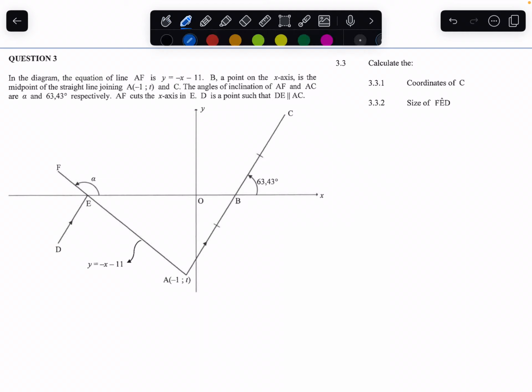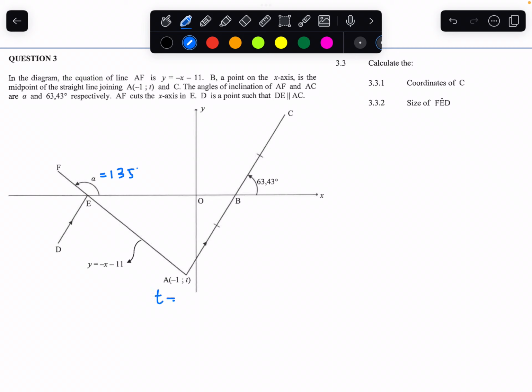So what do we now know? We know alpha is 135 degrees. We know that t is equal to -10. We know that the equation of this line is y is equal to 2x minus 8. Okay, so that's all we found out so far. Right, so we are asked to work out the coordinates of C. Very interesting. How would we do that?